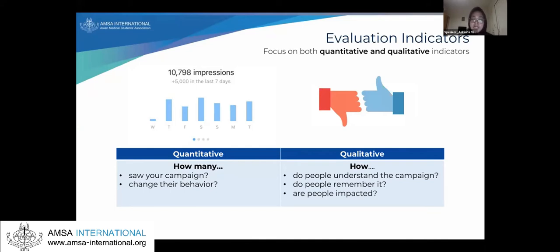Maybe for example, if you are posting on Instagram and then when you compare two posts, the other post has significantly lower views than your previous campaigns, maybe there's something wrong with the way you post it. Maybe the message is not as attractive as before, or maybe the problem is with your posting time. So in many ways, advocacy is like marketing. So you should also evaluate that by knowing the best time to post and how to make it attractive.